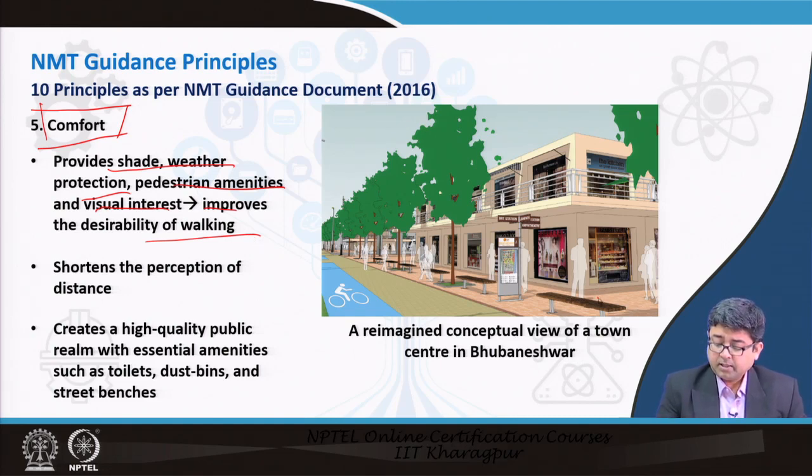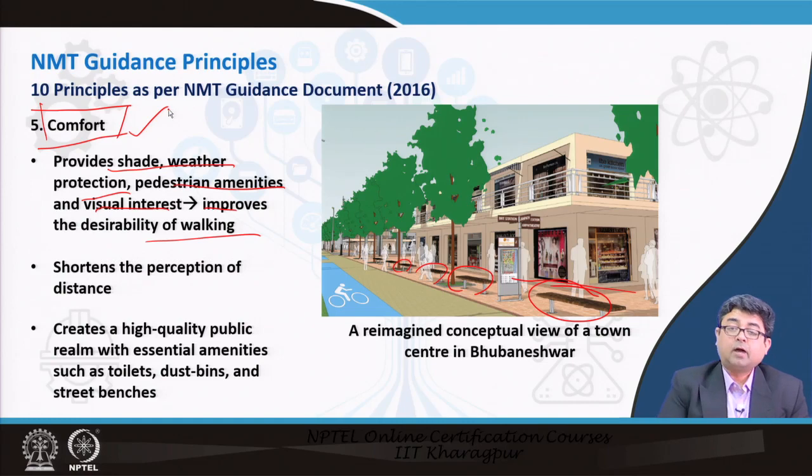If you are providing some benches alongside, say, a commercial area where people can walk alongside and window shop or do whatever they want to do, or maybe there is a cafeteria where they want to sit and have a cup of coffee, all of this provides comfort to the pedestrian, and then he or she would like to walk or use a bicycle.